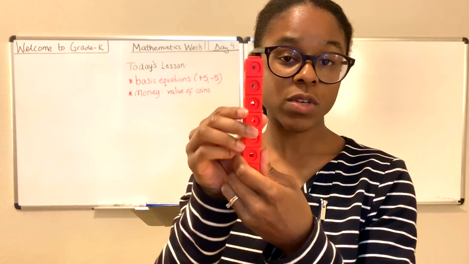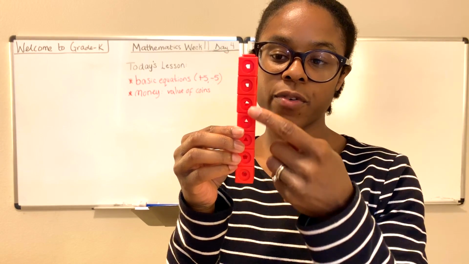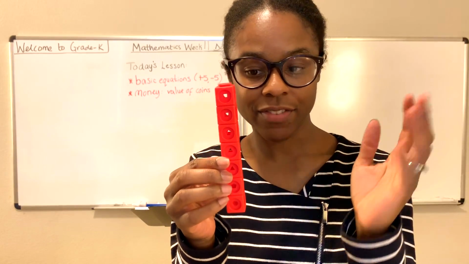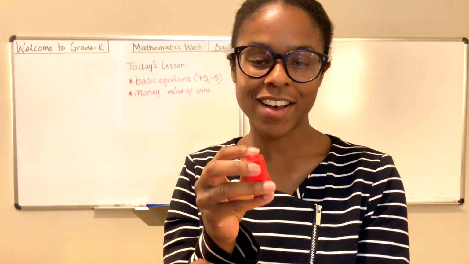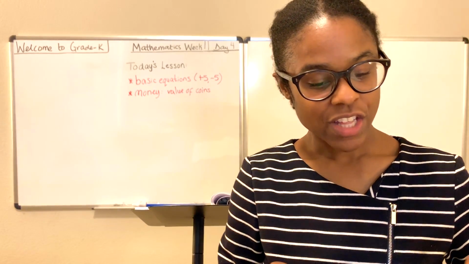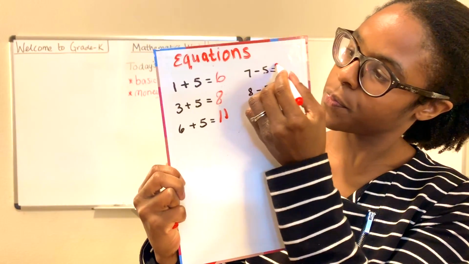Okay, and we'll always start with the stack for the next few equations. 1, 2, 3, 4, 5, 6, 7. And we're going to subtract or take away 5. So let's do that. 1, 2, 3, 4, 5. Goodbye, 5. How many do we have remaining? 2. You are correct. Therefore, 7 minus 5 is 2.